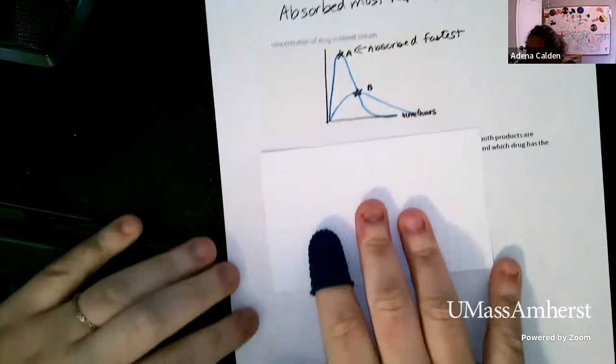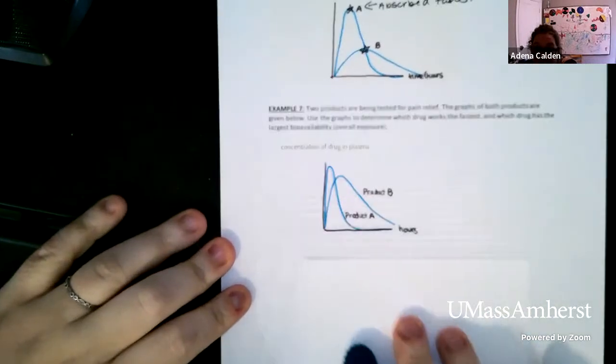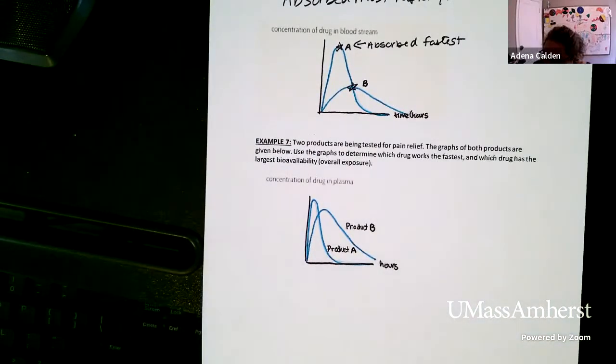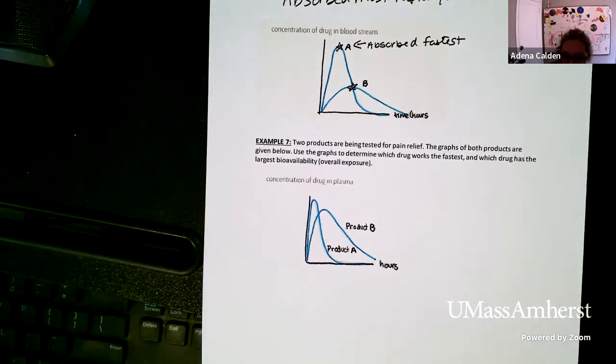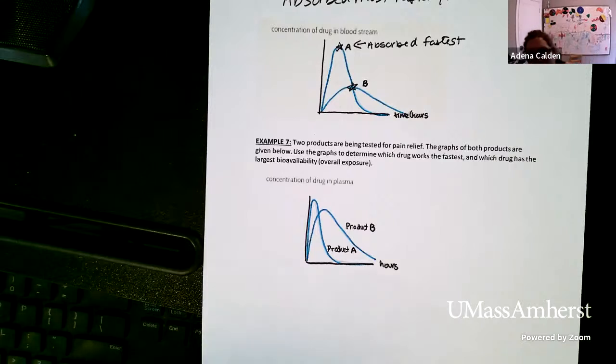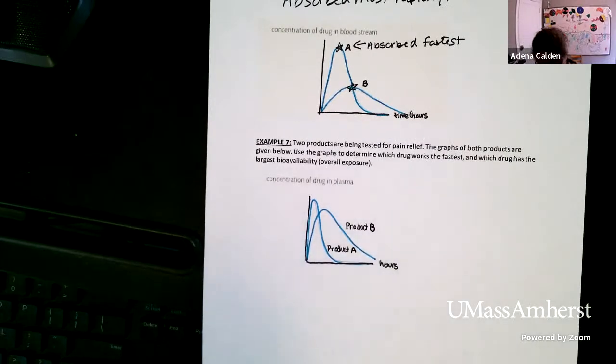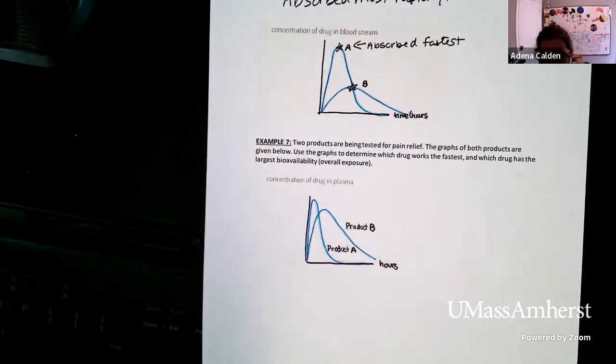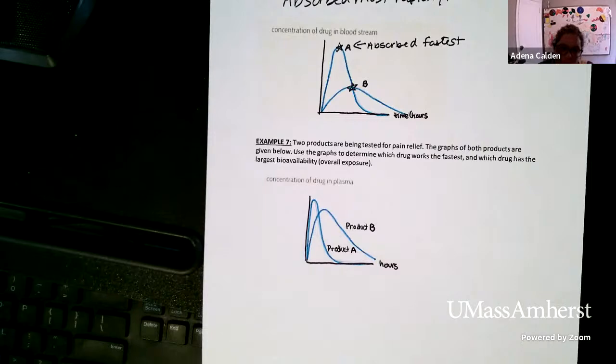For the next example, we're going to bring in this idea of rapid absorption, but also now pair it with this definition of bioavailability. So let's assume 2 products are being tested for pain relief. The graphs of both products are given below. We want to use these graphs to determine which drug works the fastest. So that is the same as the question we just looked at, which one is absorbed faster, and which drug has the largest bioavailability or overall exposure. So that brings in that definition of bioavailability.